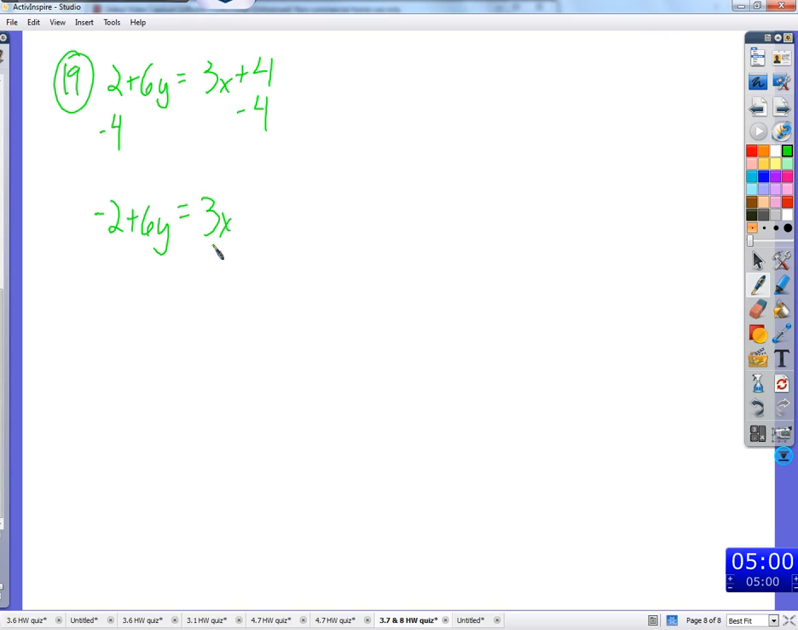Now x would be multiplied by 3. We don't have that 3 anymore, Jada. Divide by 3. Whole side by 3: negative 2 plus 6y over 3 equals 3 divided by 3 is x.